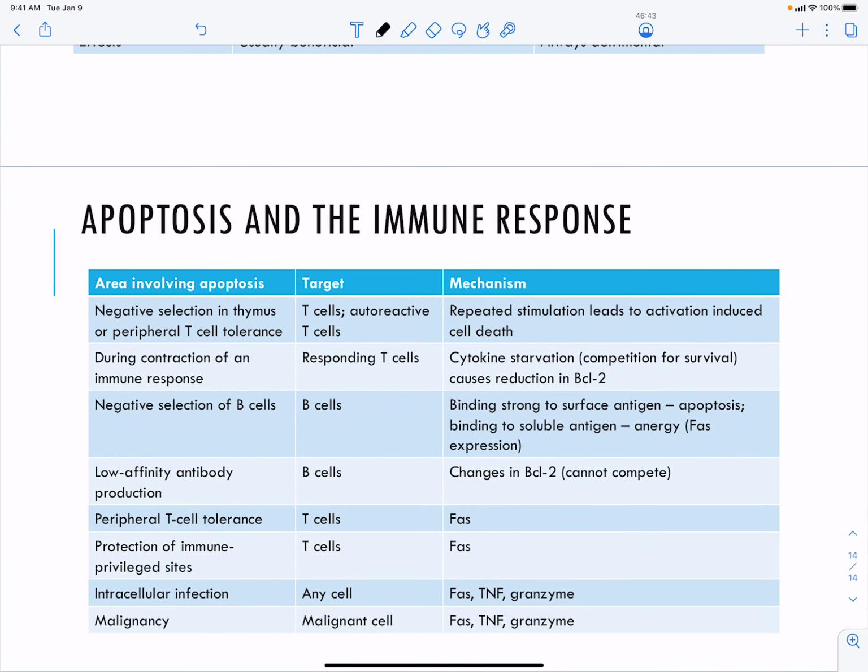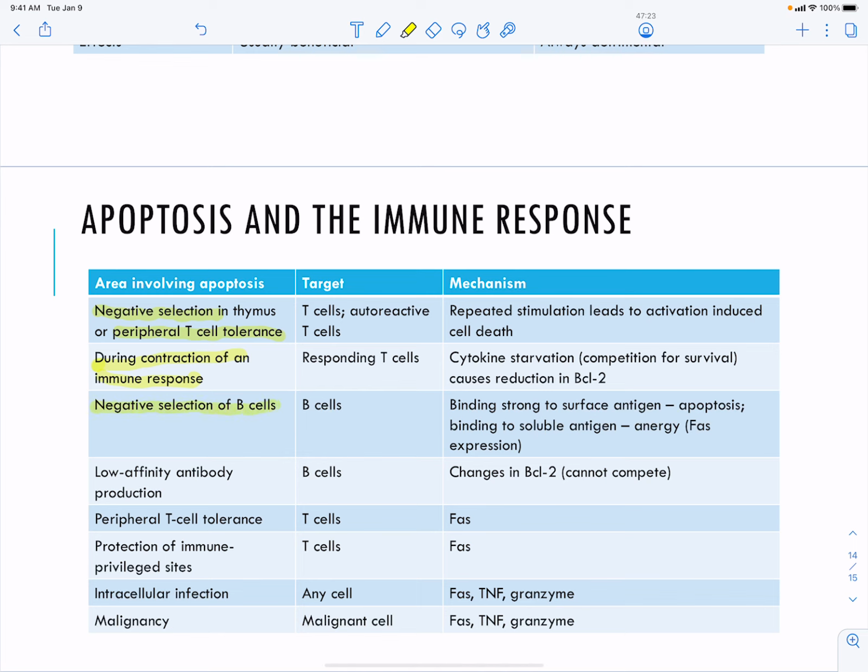Now, just as a side with respect to apoptosis, apoptosis is used just normally to control things. During negative selection in the thymus, peripheral T cell tolerance, your T cells that are potentially autoreactive are going to undergo apoptosis. During contraction of the immune response, which has to happen because your cells have to go back to a normal number, the responding T cells, or most of them, will not be able to compete for survival signals, and they're going to mostly undergo apoptosis.